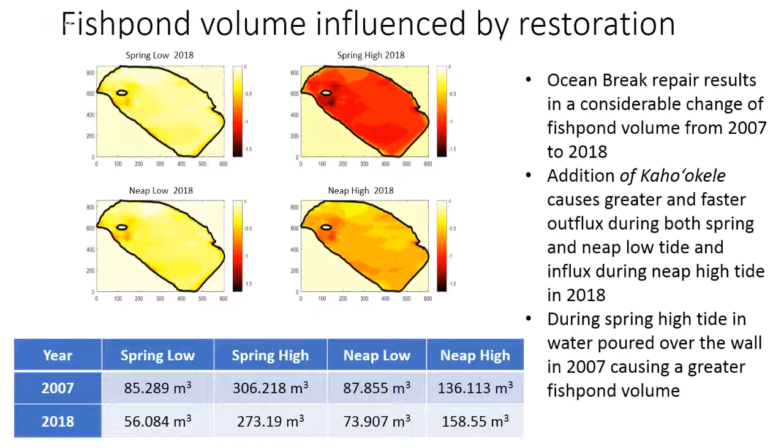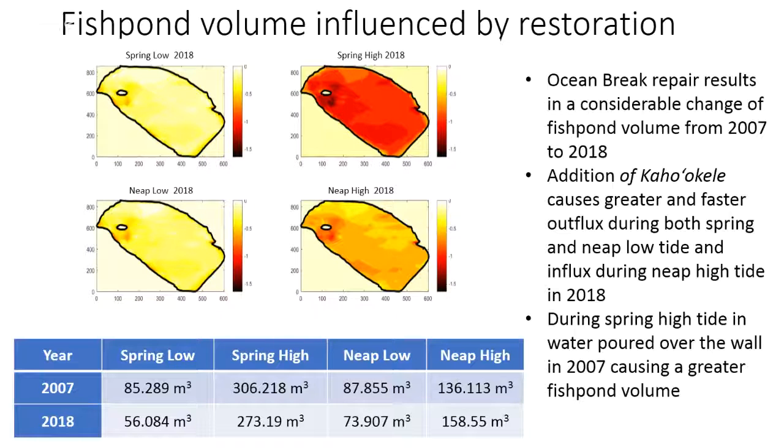And the addition of kahaokele, so of a new mākāhā channel, causes greater and faster outflux during spring, just because there's another channel that allows water to flow out, and also more influx during neap high tide. So that leads to a lower fishpond volume in 2018 during spring low and neap low, and to a higher fishpond volume in 2018 compared to 2007 during neap high, just because of this additional mākāhā channel that allows more influx or outflux.